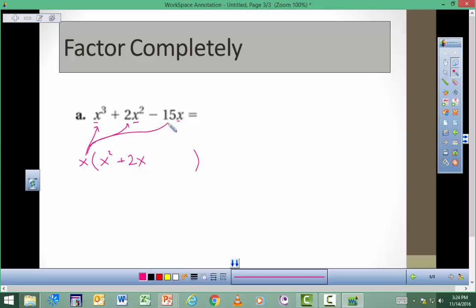And then I look up here and I say, what do I need to multiply to get this one down here? I have an x. It looks like I just need a negative 15. Okay. And that's kind of how I do factoring. But, you know, if you need to, I could show you another way to do it.